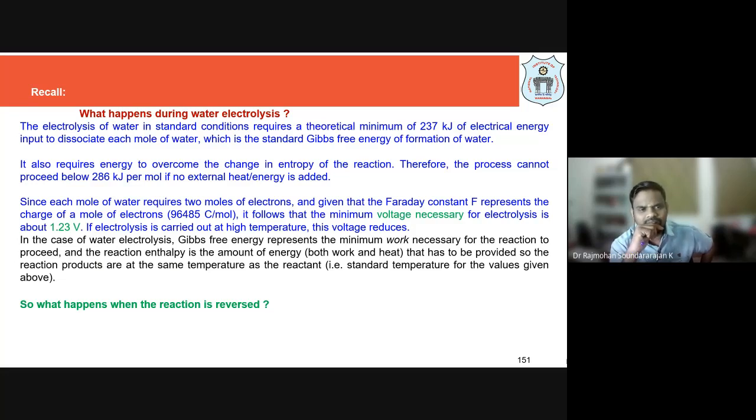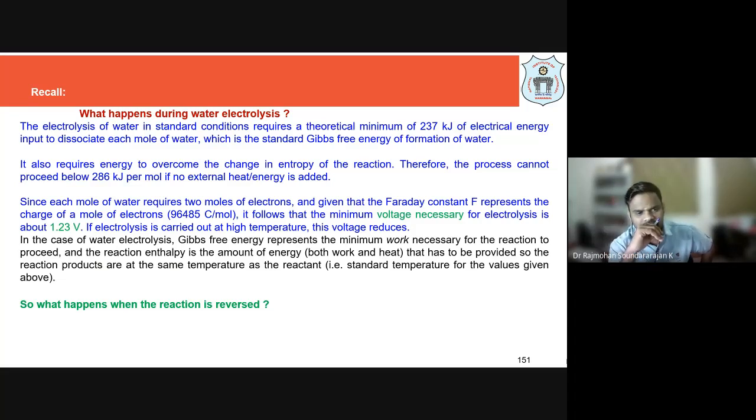Each mole of water requires 2 moles of electrons, and given that Faraday's constant F, which represents a mole of electrons, is 96,485 coulomb per mole, it follows that the minimum voltage necessary for electrolysis is about 1.23 volts. So we have to supply 1.23 volts to effect the water electrolysis. And remember, this is at standard temperature; if the electrolysis is performed at a higher temperature, this voltage will reduce.